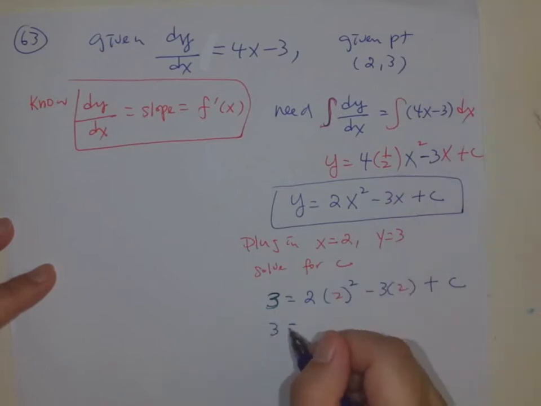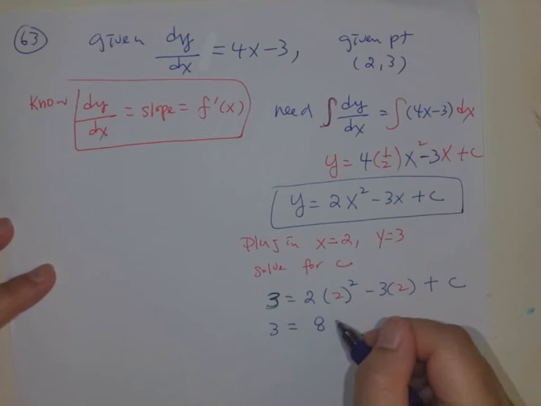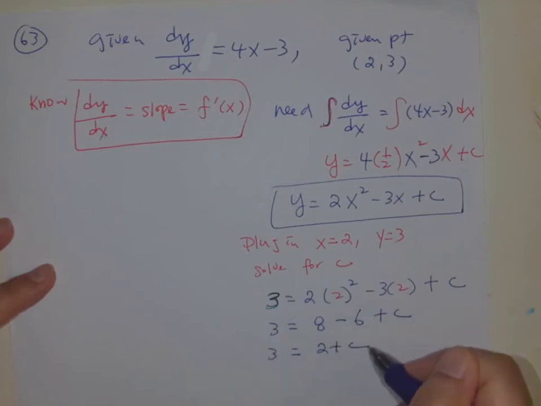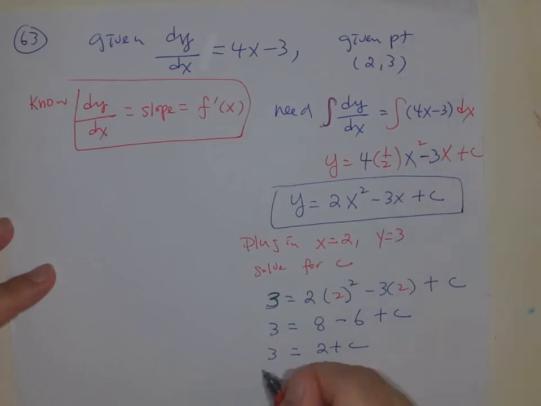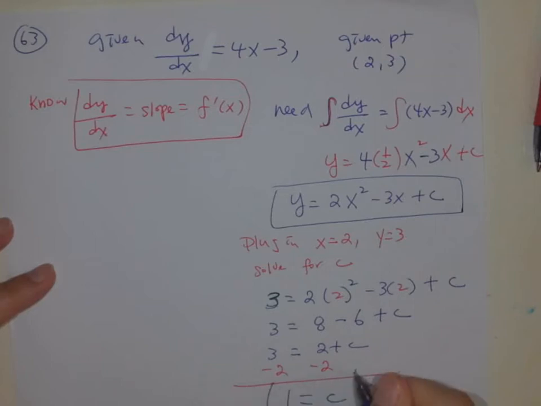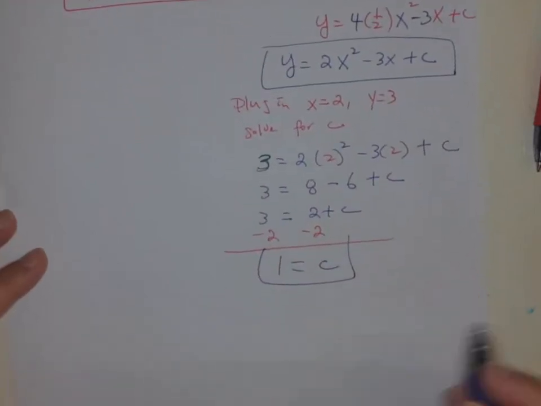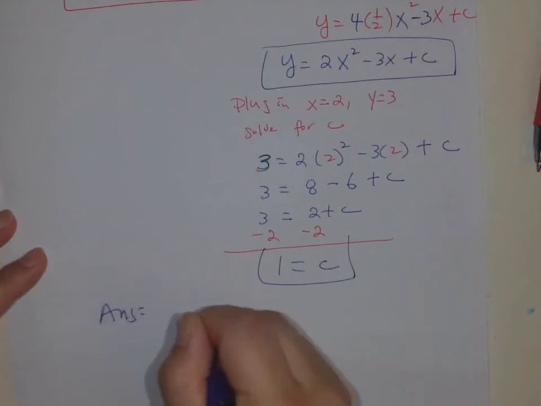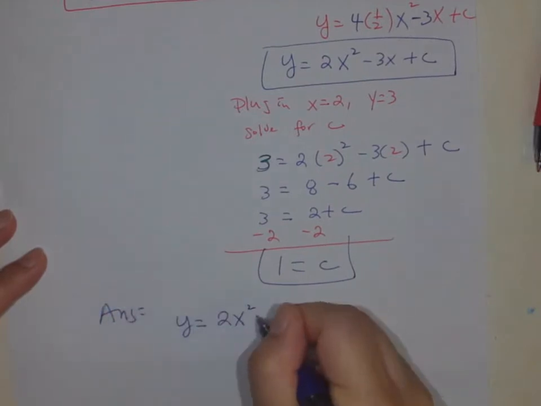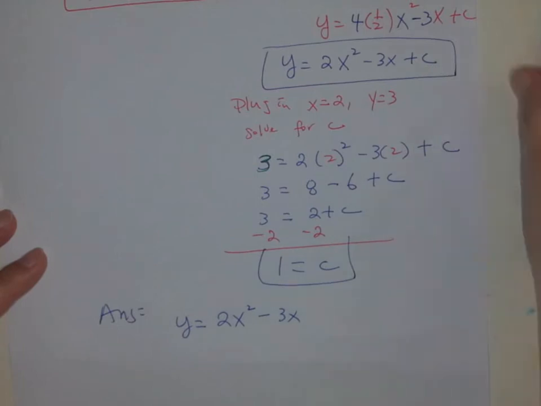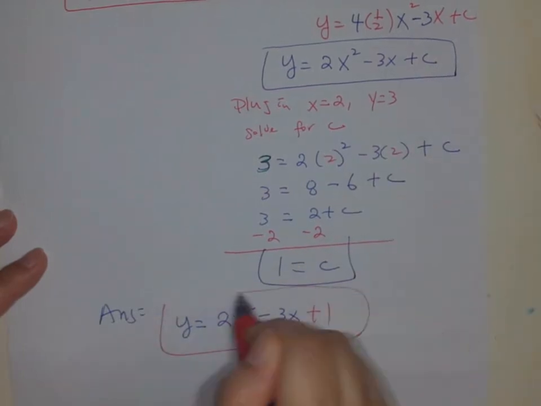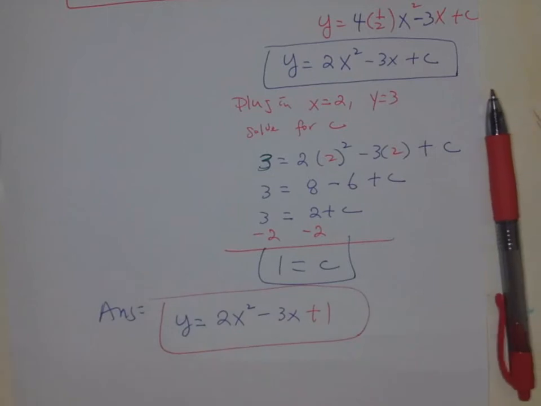So 3 equal to 2 times 4 is 8 minus 6 plus c. 3 equal to 2 plus c. Subtract 2 from both sides. So c equal to 1. Are we done? Not quite yet. So the function we want is going to be y equal to 2x squared minus 3x plus c, right? So this time it's plus 1. So that would be your function, okay? So that's number 63 that we changed the questions. We have one more, so almost done.